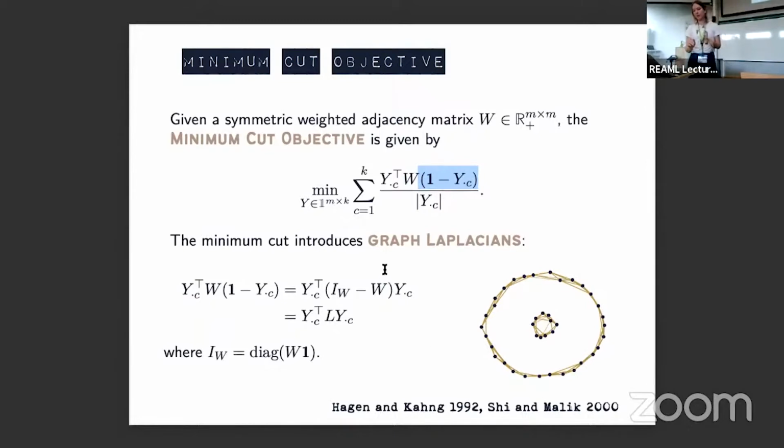Now this minimum cut actually introduces graph Laplacians. If you don't know it, it's not super important. But if you know graph Laplacians, I think that's a nice way to have an interpretation of it. Because if you compute this cut term, you can also state it as computing the similarity with this matrix, which is now the graph Laplacian.